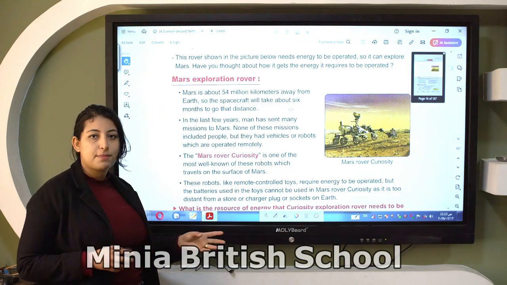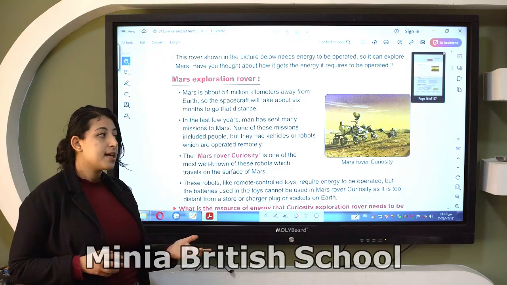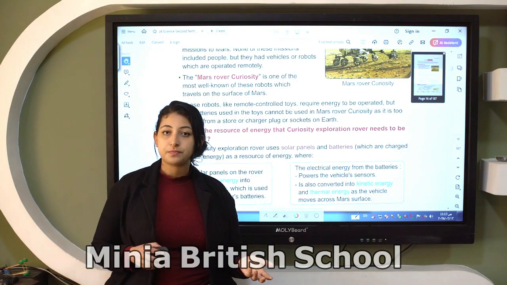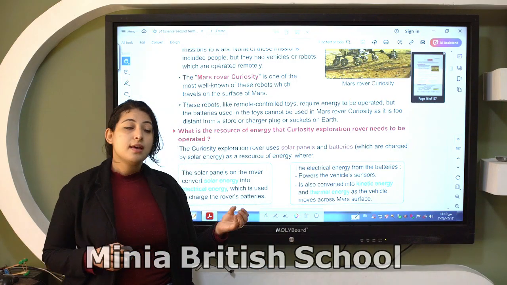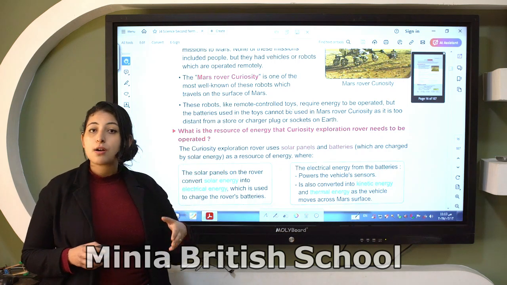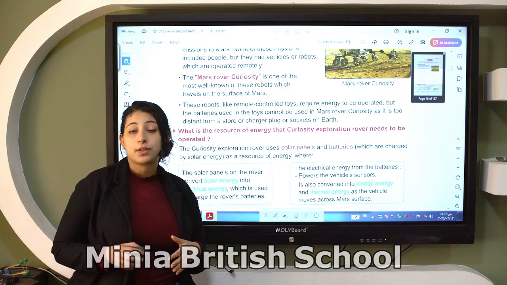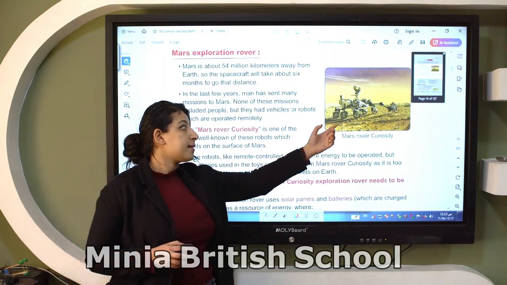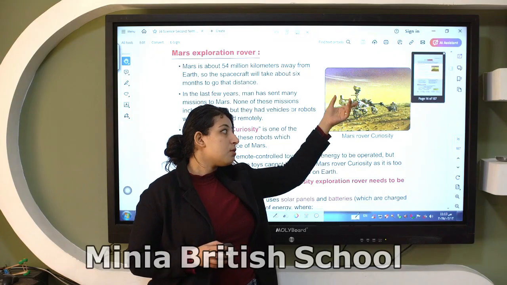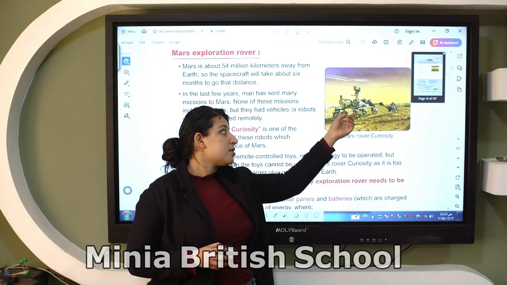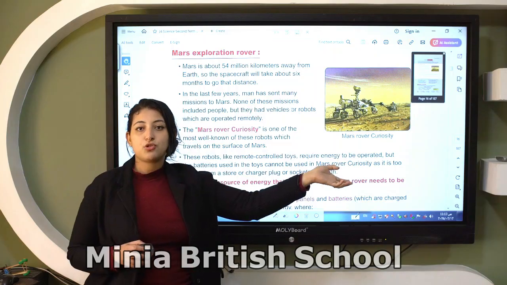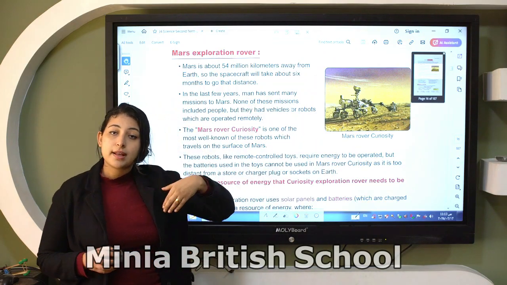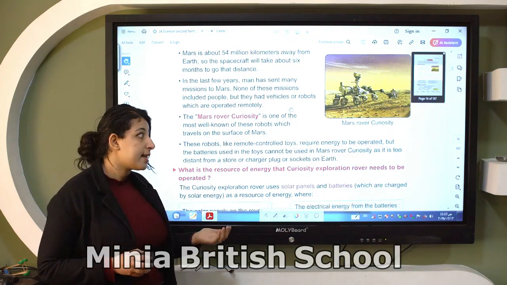It has special batteries or special solar panels that are charged by what? Charged by solar energy. All of us know that the sun shines on Mars and also shines on Earth. So the solar panel in the Mars rover Curiosity can absorb the solar energy and change it directly into electric energy. So solar panels in the Mars rover Curiosity change solar energy of the sun into electric energy.